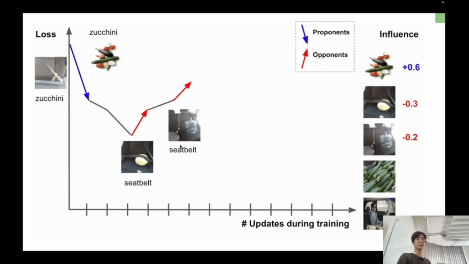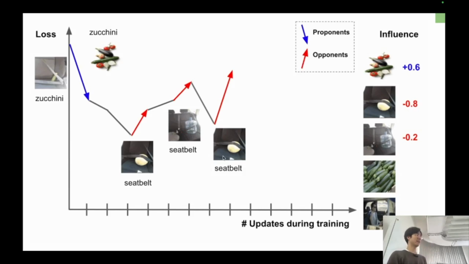And again, this water bottle tied to the seatbelt is also labeled as seatbelt. So this is increasing the loss again, and the influence here is negative again. And actually, you see the same sample twice, and this time, for some reason, this is increasing the loss value quite heavily. So this is a strong opponent again. You're basically accumulating the differences here for each training sample.